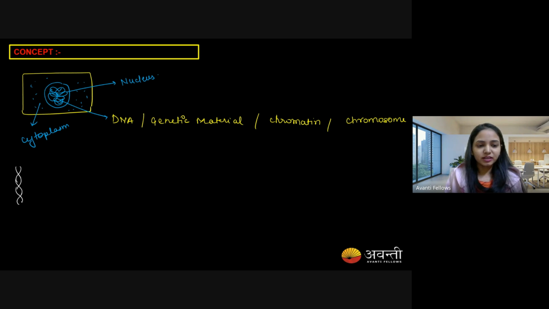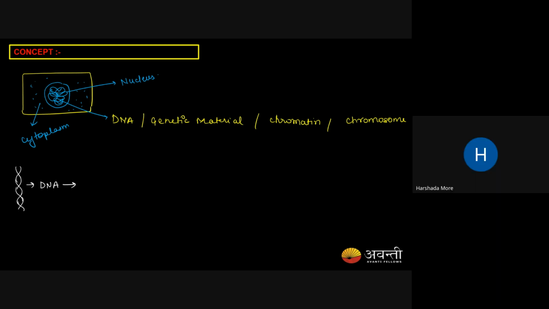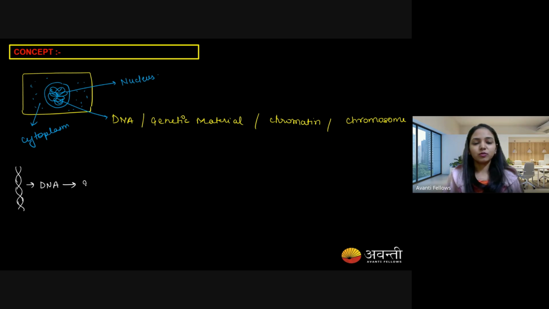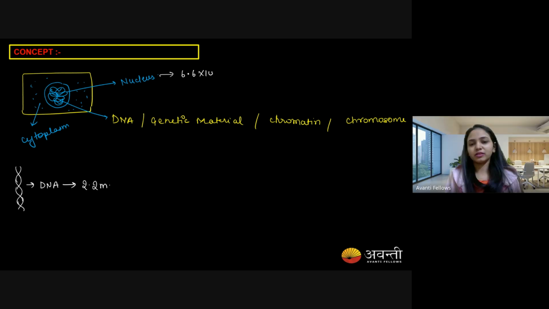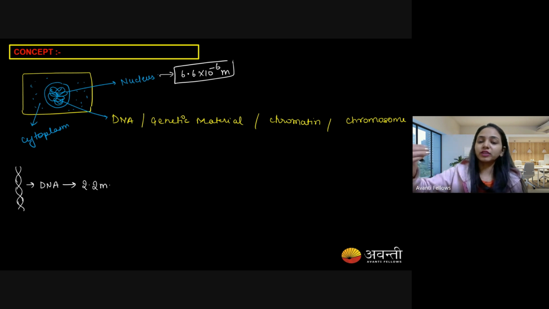Let's have a quick recap of DNA. We can see this is a DNA, double-stranded DNA. Can we predict the length of DNA? 2.2 meter. Very well. And do we have any idea about the size of a nucleus? 6.6 into 10 to the power minus 6 meter. So we need to fit this 2.2 meter DNA into a nucleus which is of size 6.6 into 10 to the power minus 6 meter. Is it possible or not?